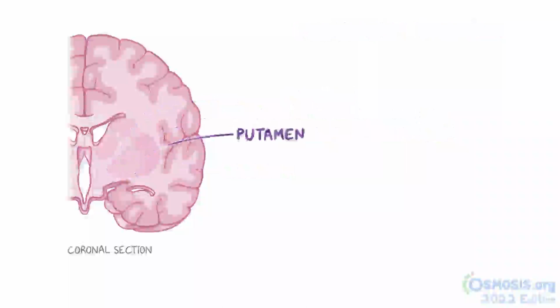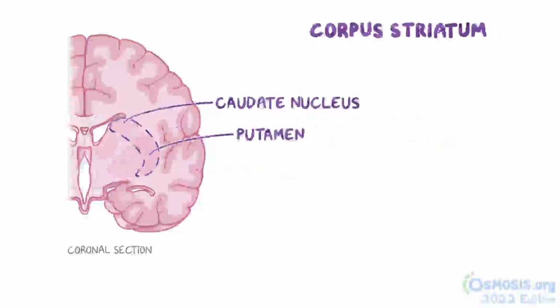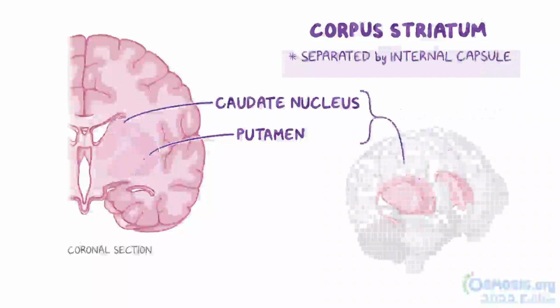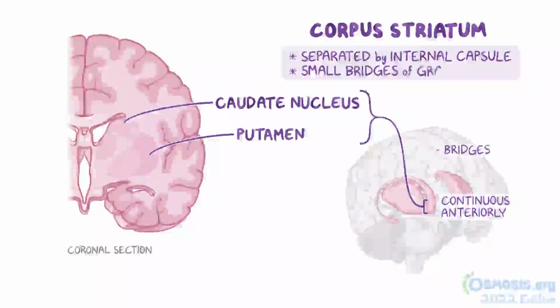The putamen and the caudate nucleus are sometimes referred to as a corpus striatum, or just the striatum. These two nuclei are separated by the internal capsule, except anteriorly, where the head of the caudate nucleus is continuous with the putamen. Superior to this connection, small bridges of gray matter between these nuclei pass through the internal capsule, giving it a striated appearance, hence the name corpus striatum.